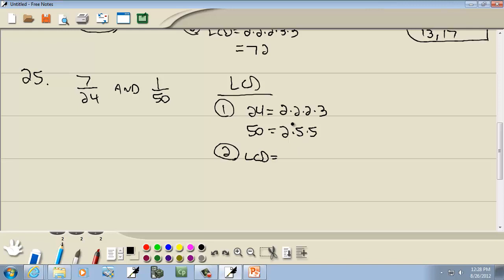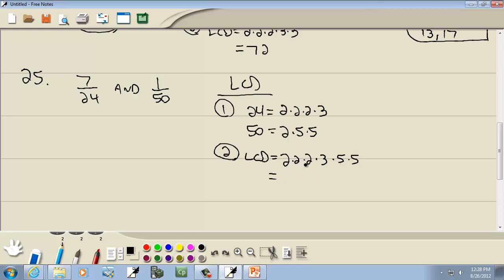Our least common denominator, we look at each prime, start with a 2. We're looking for the greatest number of 2's on a single line. Well, there's 3 here, there's 1 here. So the greatest number of 2's on a single line is 3 of them. Then I go to my 3. There's 1 here, none here. So the greatest number of 3's on a single line is 1. Then I go to my 5's. There's none here, there's 2 5's here. So the greatest number of 5's on a single line is 2 of them.